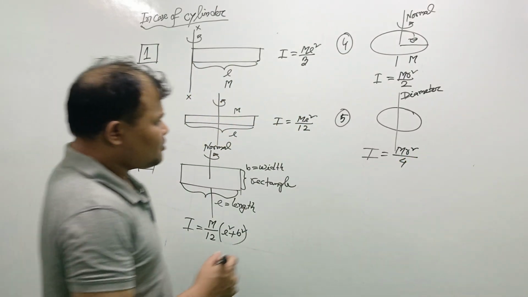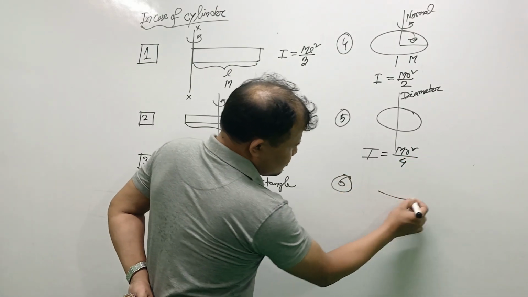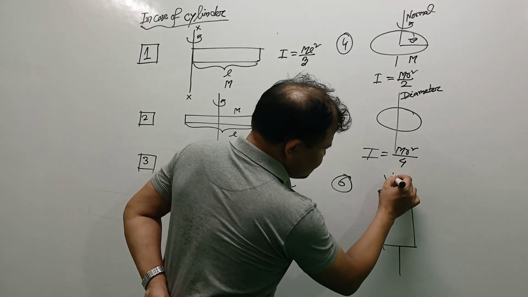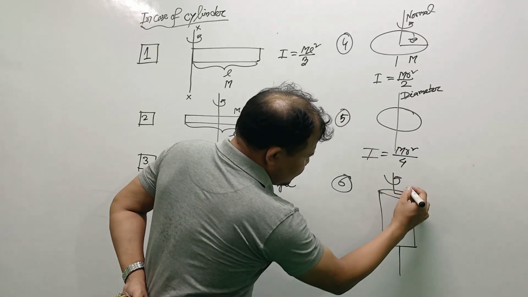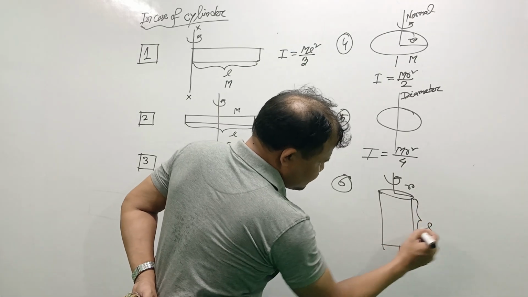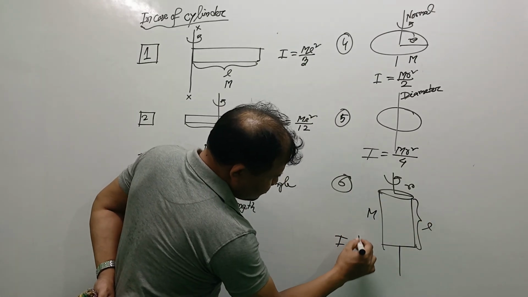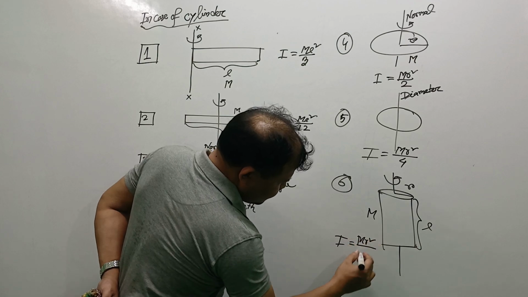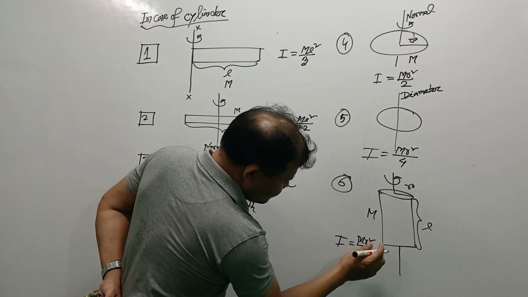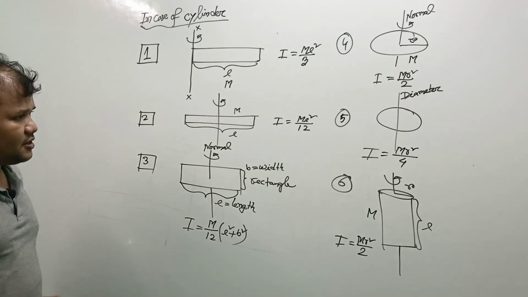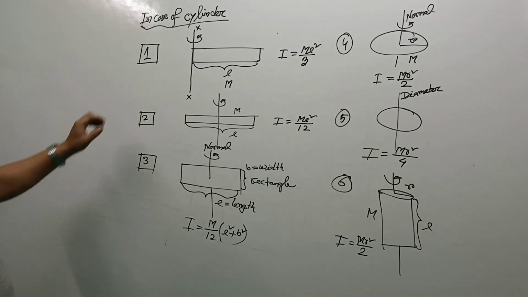In case of a cylinder, suppose this is the cylinder and this is the rotational axis. R is the radius, L is the length, and M is the mass. In case of the cylinder, the moment of inertia will be the same, M R square divided by 2, as the circular disc in case of the normal axis. My dear students, these are the basic rules.